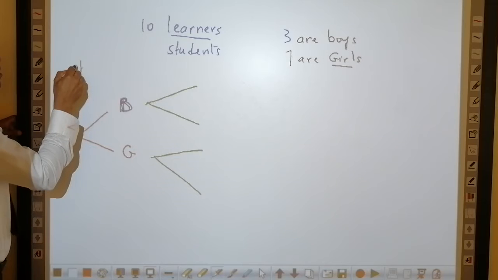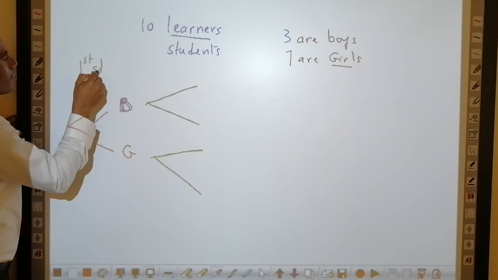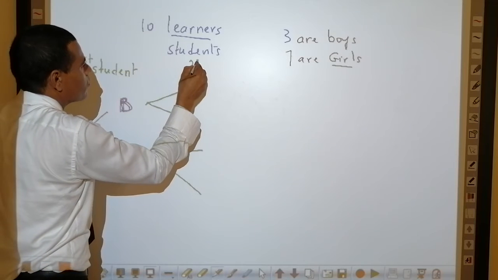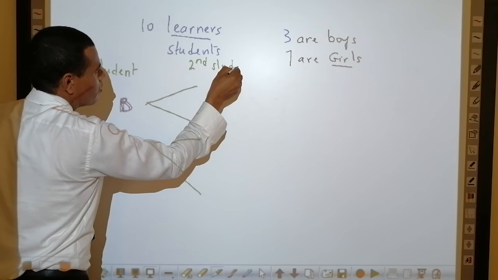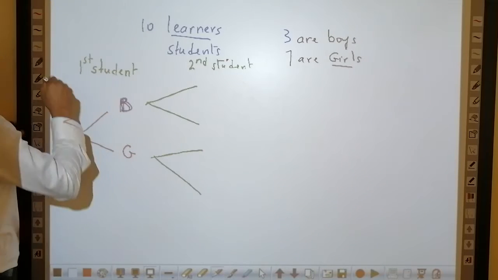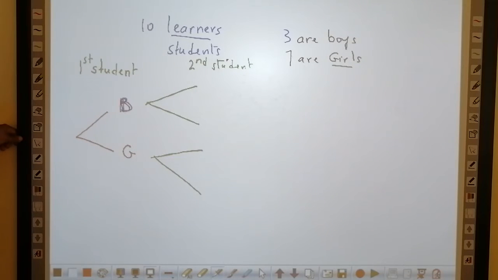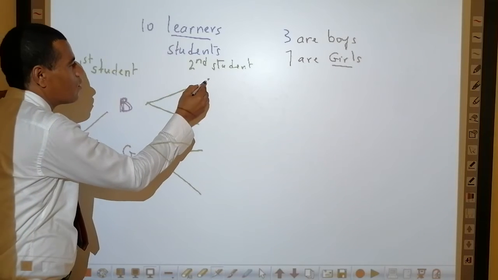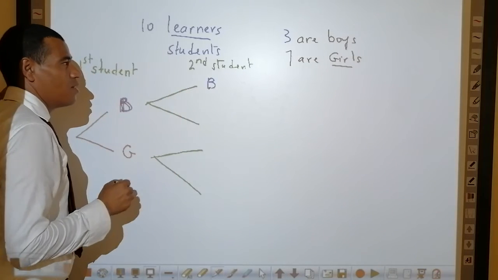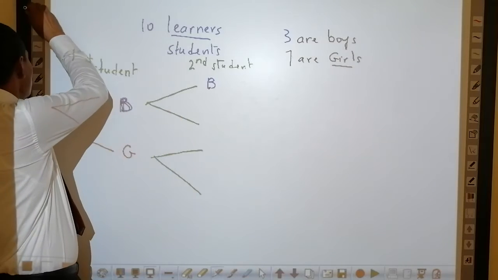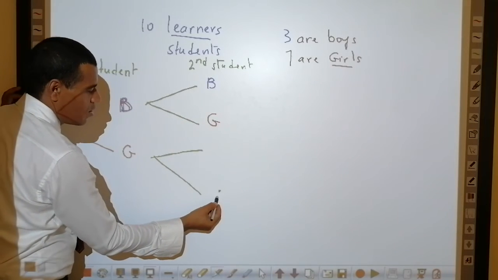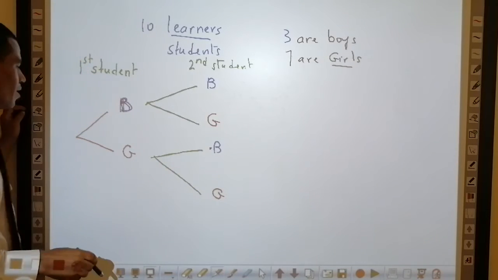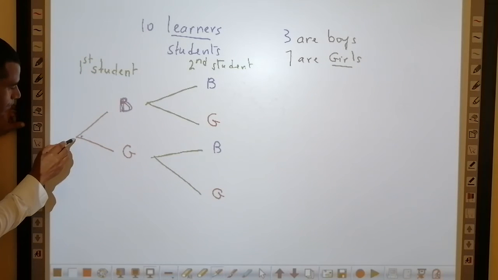This is the first student. This is the second student. Look here, my learners, my kids. This is a boy. Then the second student can be a boy or can be a girl. Also, in the second one, it can be a girl or can be a boy. But let's do their probability.